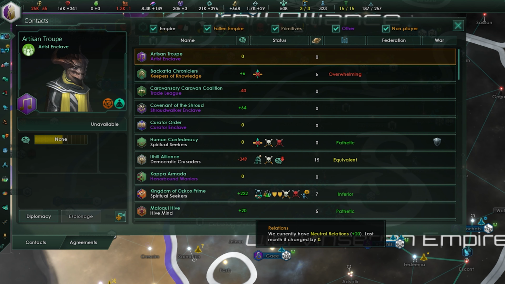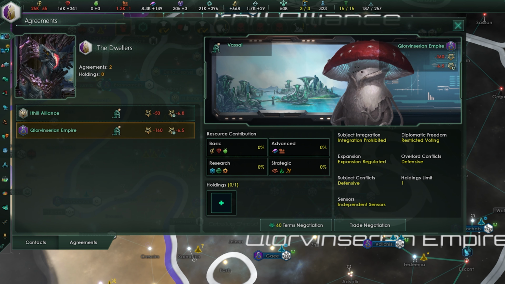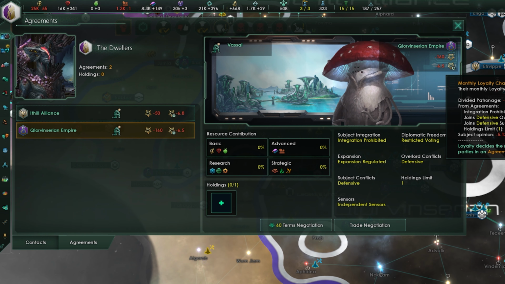You can easily keep track and manage all of your subjects with the new agreements interface by navigating to the contacts window or pressing F1, then clicking the agreements tab, which shows either all of your subjects or all of your overlord subjects.